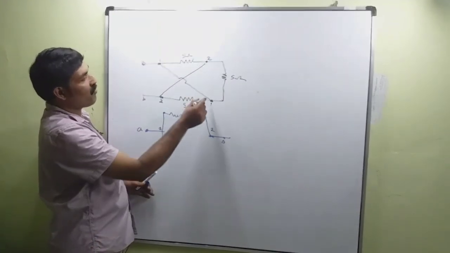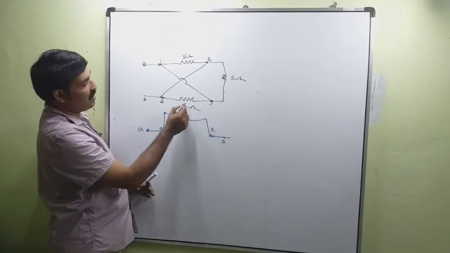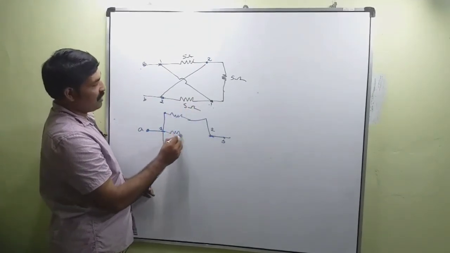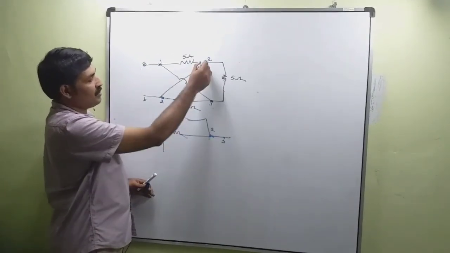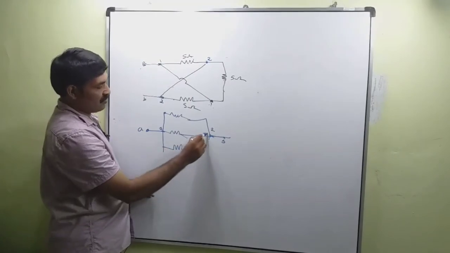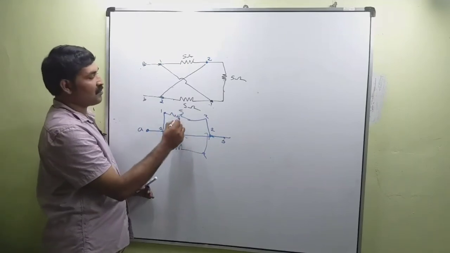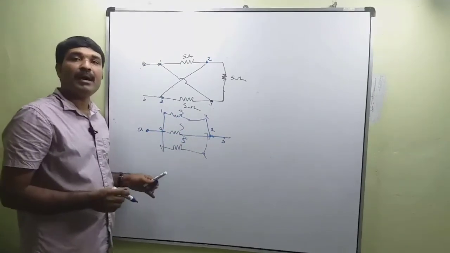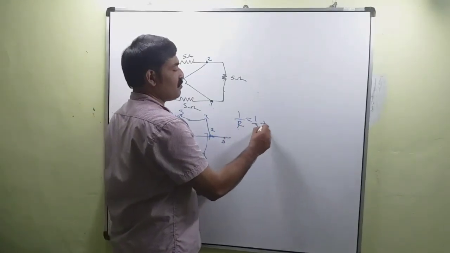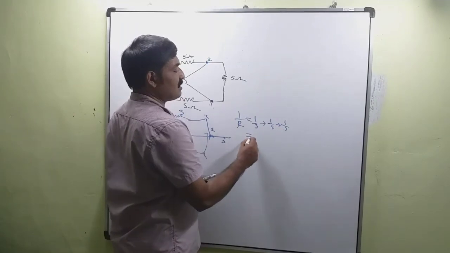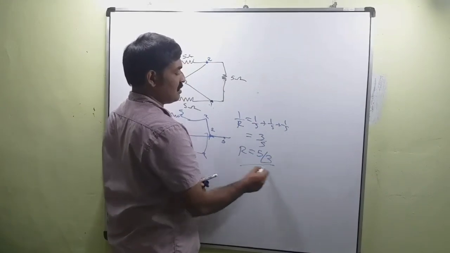Now for 1, this is 1 and again 5 ohm. The other end is connected to point 2. This 5 is connected across 1 and 2. So this is point 1 and point 2. So all the resistances become parallel. So the equivalent resistance is 1 by R equal to 1 by 5 plus 1 by 5 plus 1 by 5, that is equal to 3 by 5, or R is equal to 5 by 3. This is the answer.